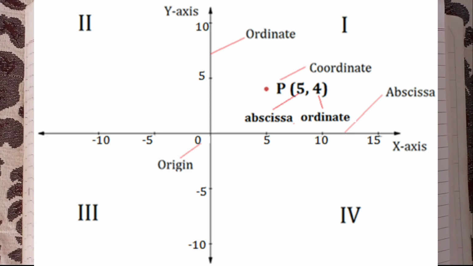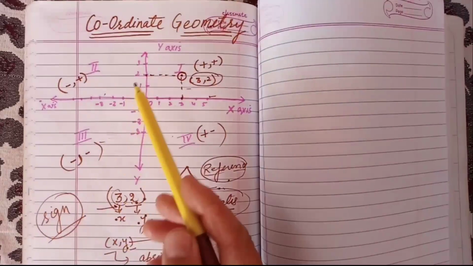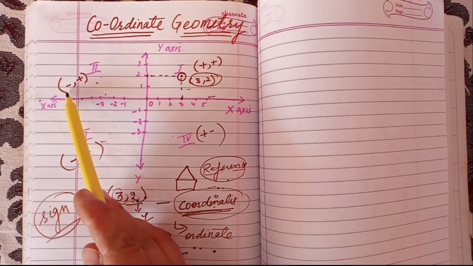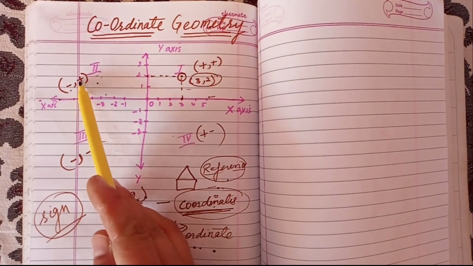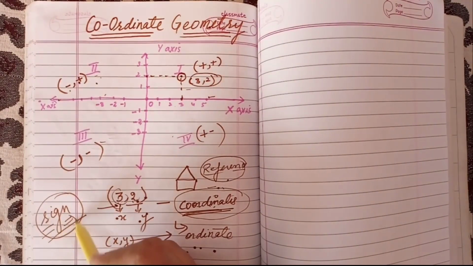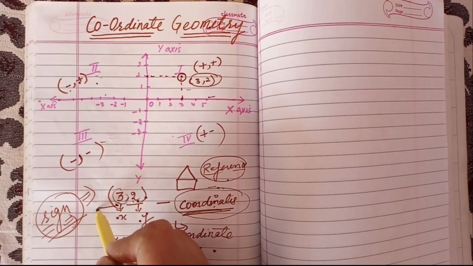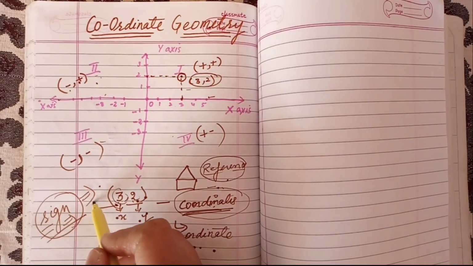Right, now you know what coordinates are. Coordinates are the location or reference point of the points on the x-axis and y-axis. The x-axis is also known as abscissa and the y-axis is known as ordinate, right? The sign of the coordinate depends on which quadrant the point is lying in. If it is in the second quadrant, then the x-coordinate is negative and the y-coordinate is positive. So the sign depends on the location of the point, that is, in which quadrant it exists, right?